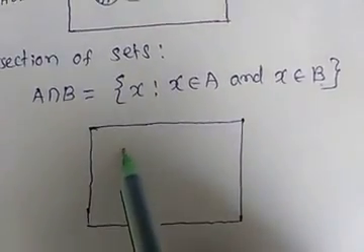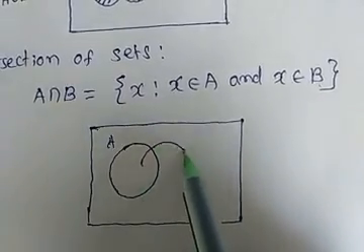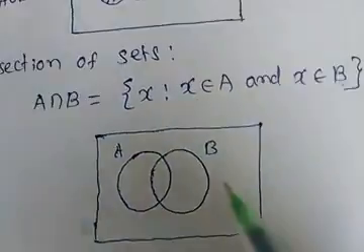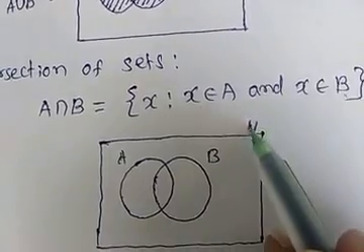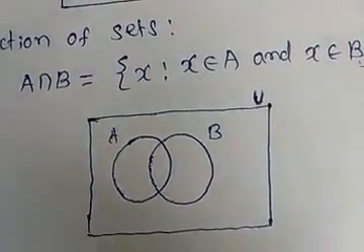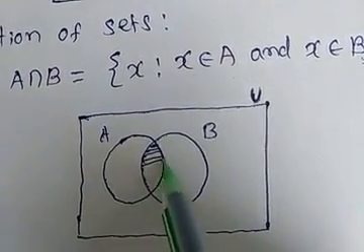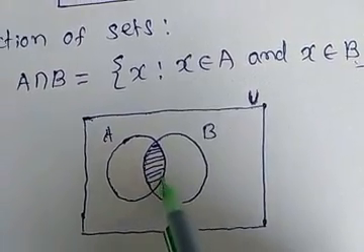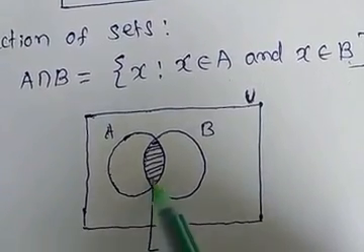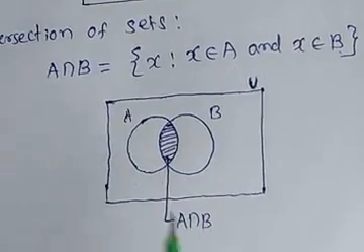So here we have to define a set A, and some part of A is common in set B. In this type of example, we have to see only the common part. So here the common region is this, which is shaded. So this is our A intersection B, which is the common region of both sets A and B.